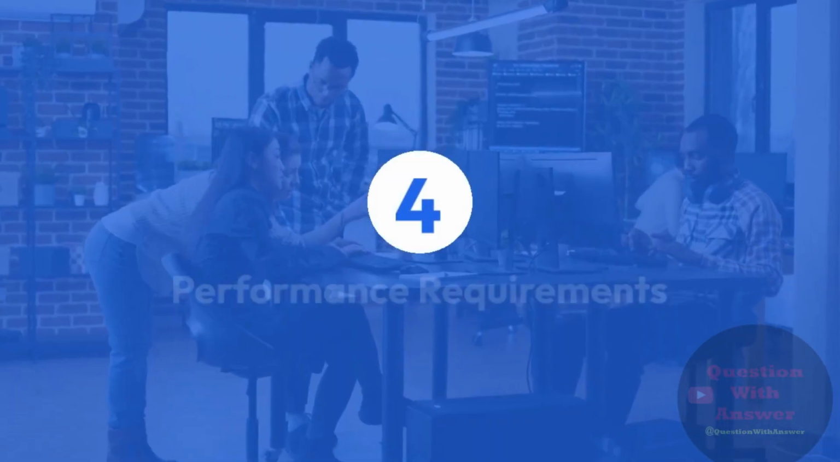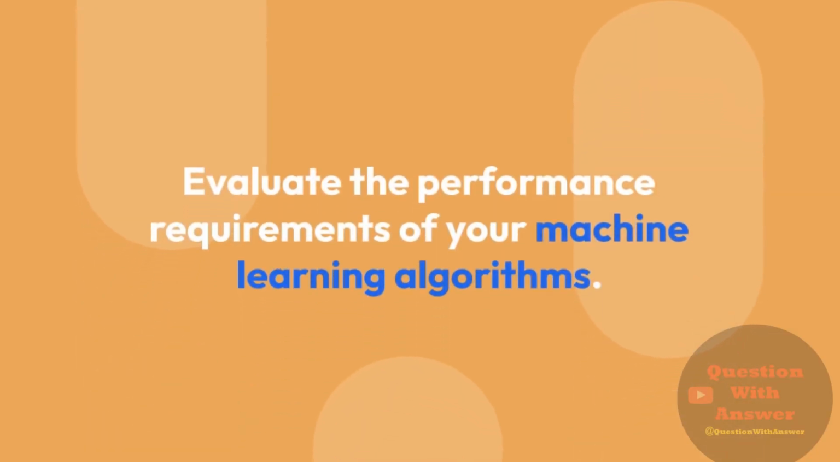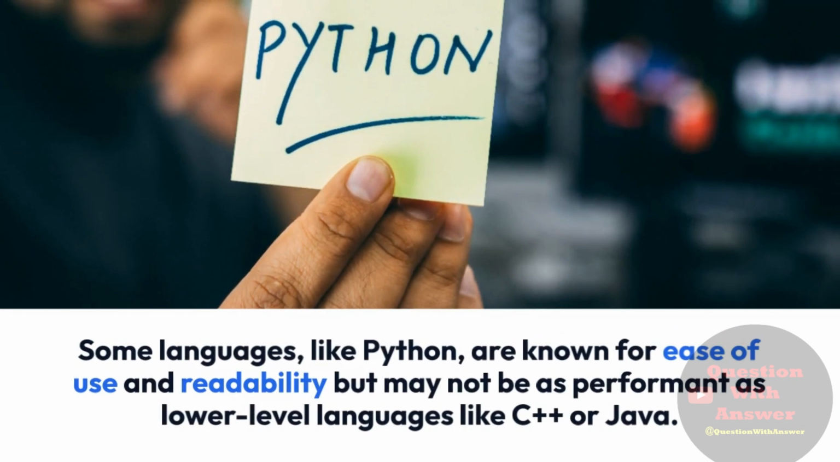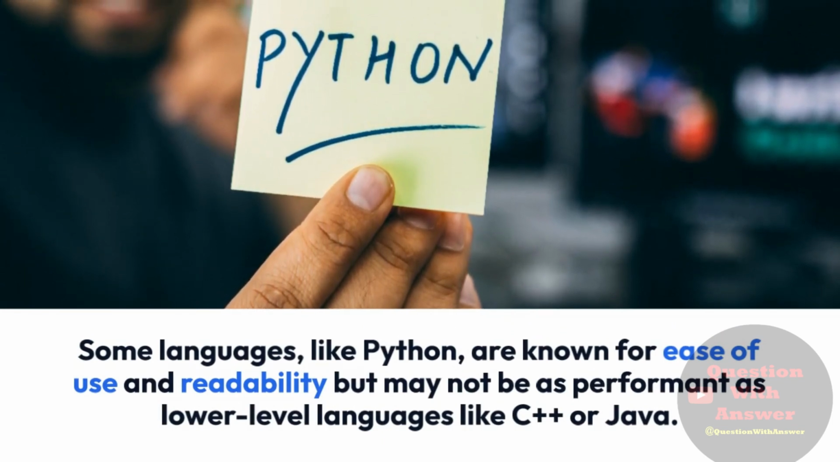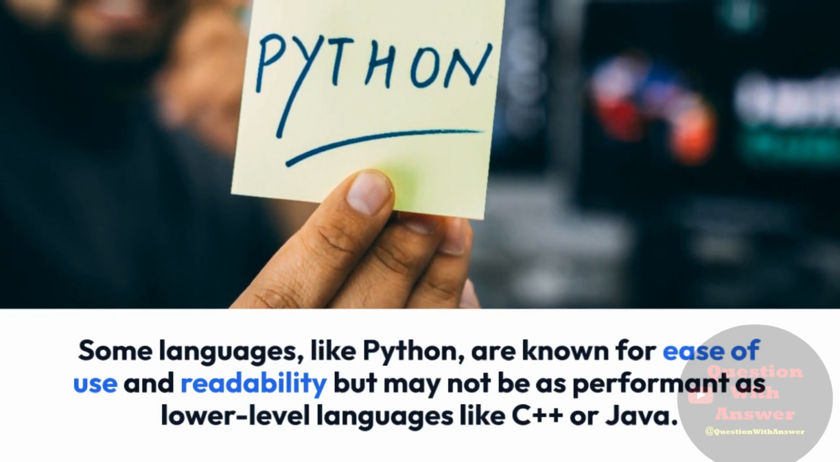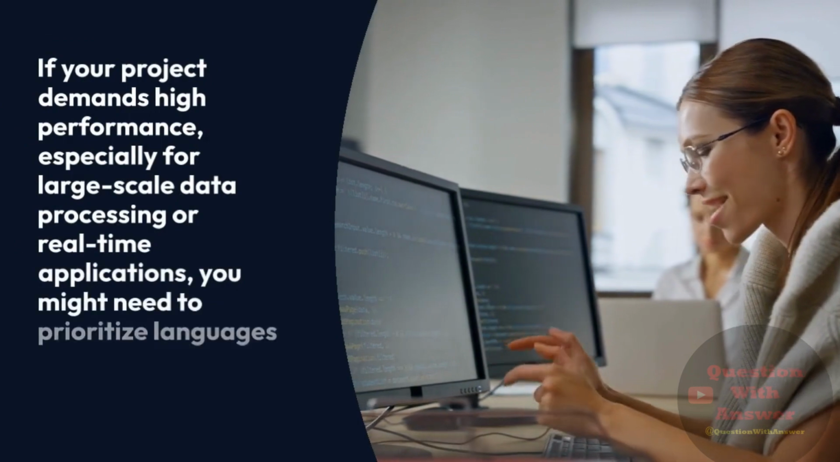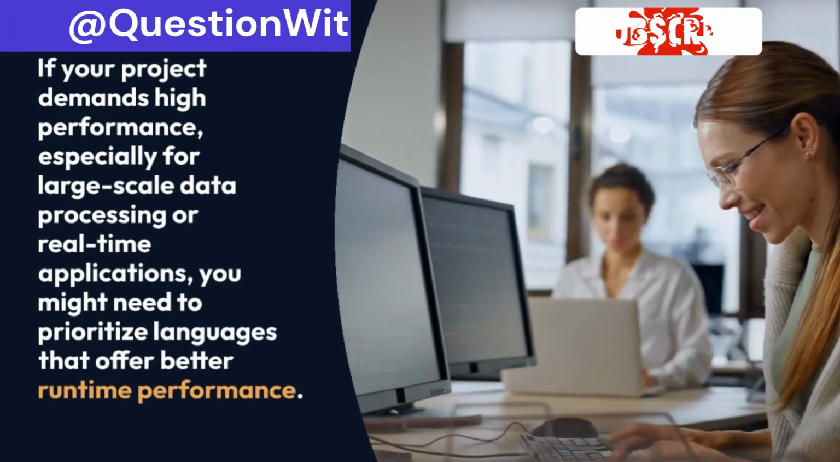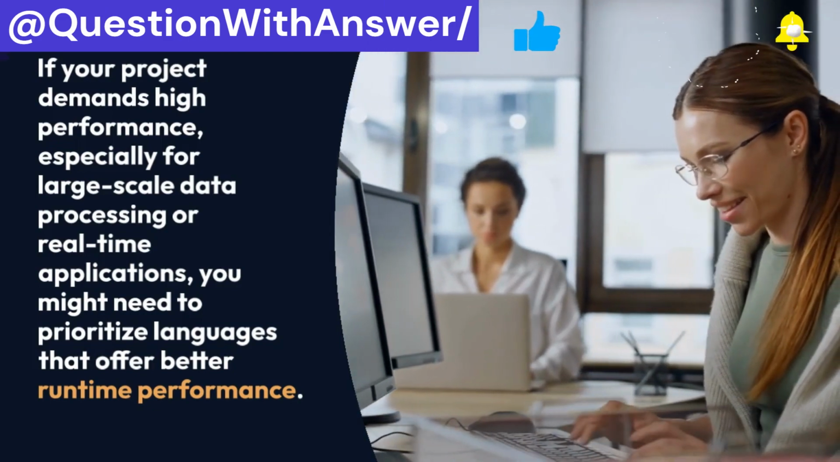4. Performance requirements. Evaluate the performance requirements of your machine learning algorithms. Some languages, like Python, are known for ease of use and readability but may not be as performant as lower-level languages like C++ or Java. If your project demands high performance, especially for large-scale data processing or real-time applications, you might need to prioritize languages that offer better runtime performance.